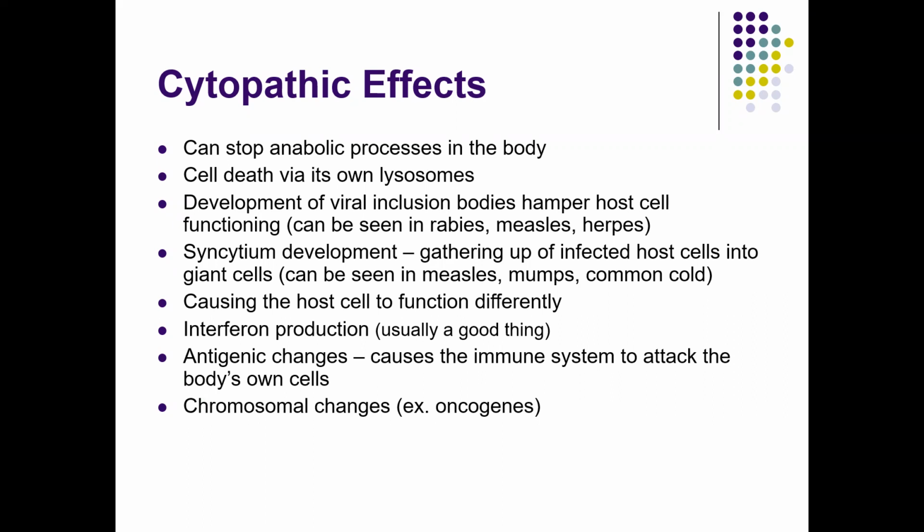The development of what are called inclusion bodies. Inclusion bodies are seen in things like rabies and measles and various different types of herpes viruses. They basically just have these little clumps of protein that stop the cell from functioning. So the cell isn't totally completely dead, it's just non-functional.